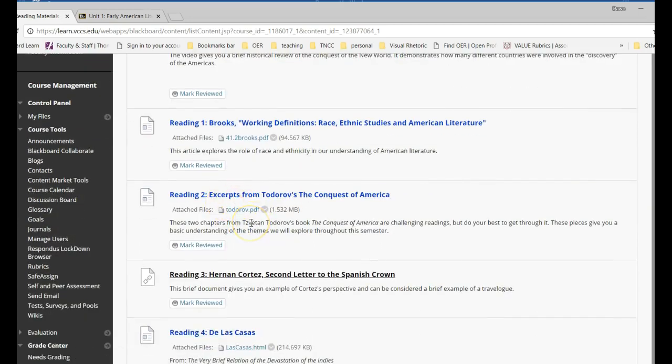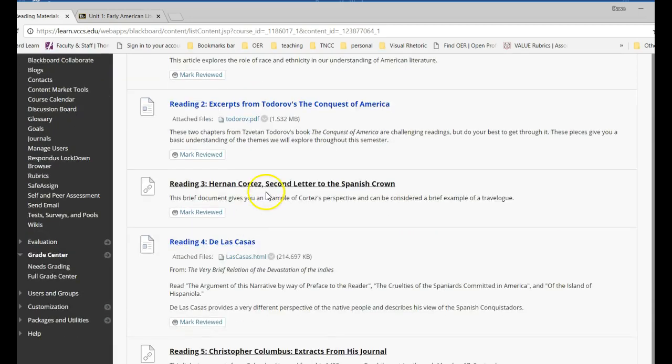Next is an excerpt from Todorov's book, The Conquest of America. And this is a really major piece because he sets up the whole concept that we're going to be dealing with throughout the semester, which is the concept of otherness. And he talks about how this understanding of otherness really impacted and shaped the way that the Americas were taken over and invaded, basically. Next, you'll read a short letter or a short piece from Hernan Cortez, and it's a letter to the Spanish crown.